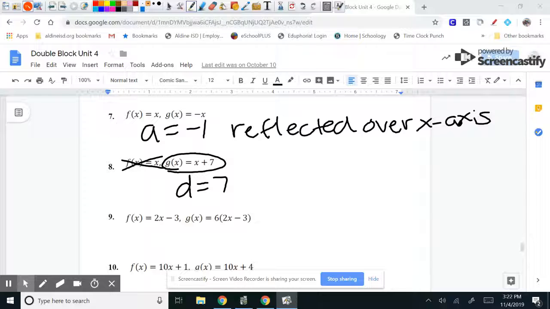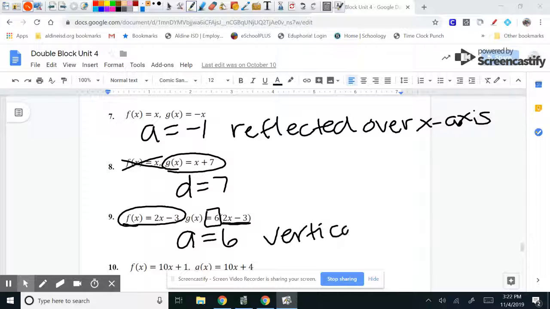Okay, we go to number 9. You look to see what f of x is. It's 2x minus 3. So over here, I'm not looking at 2x minus 3. I'm looking at what's different. The difference is the 6. So I go to my foldable and I look at where the 6 is. The 6 is outside the parentheses, so that means that's letter A. I open up the foldable and look at the letter A, and it's not closer to 0, so it can't be vertically compressed. This is going to be vertically stretched.